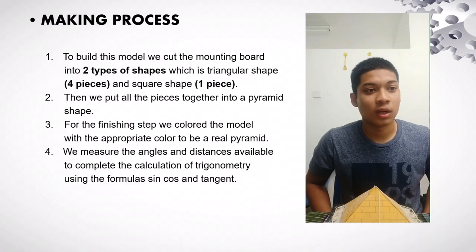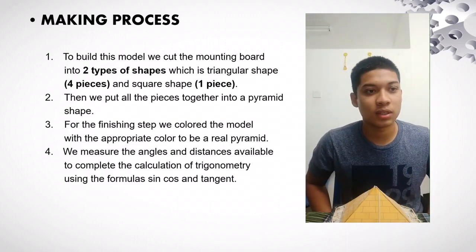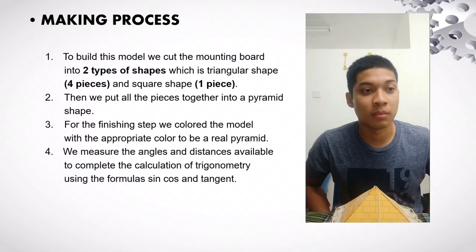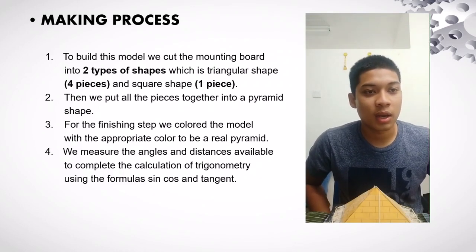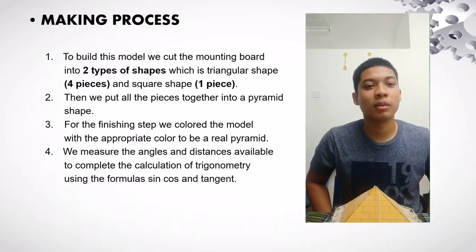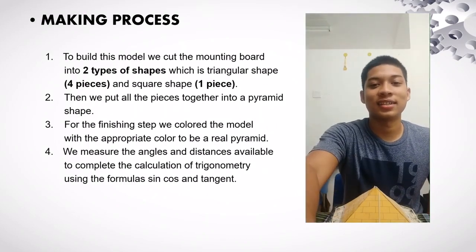In the making process to build the model, we cut the mounting board into two types of shape, which are a triangular shape and a square shape. Then we put all the pieces together into a pyramid shape. For the finishing step, we color the model with the appropriate color to look like a real pyramid. We measure the angle and distance available to complete the calculation of trigonometry using the formulas sin, cos, and tangent.